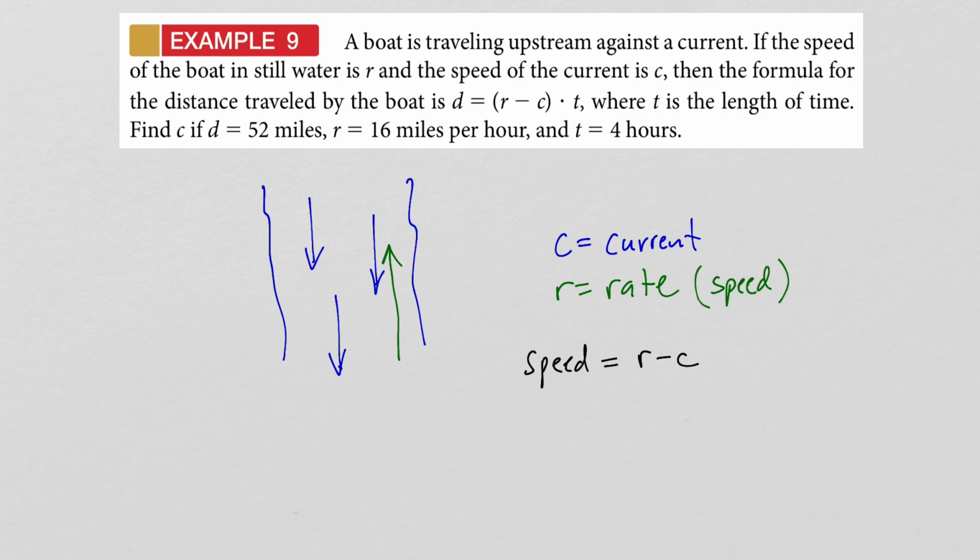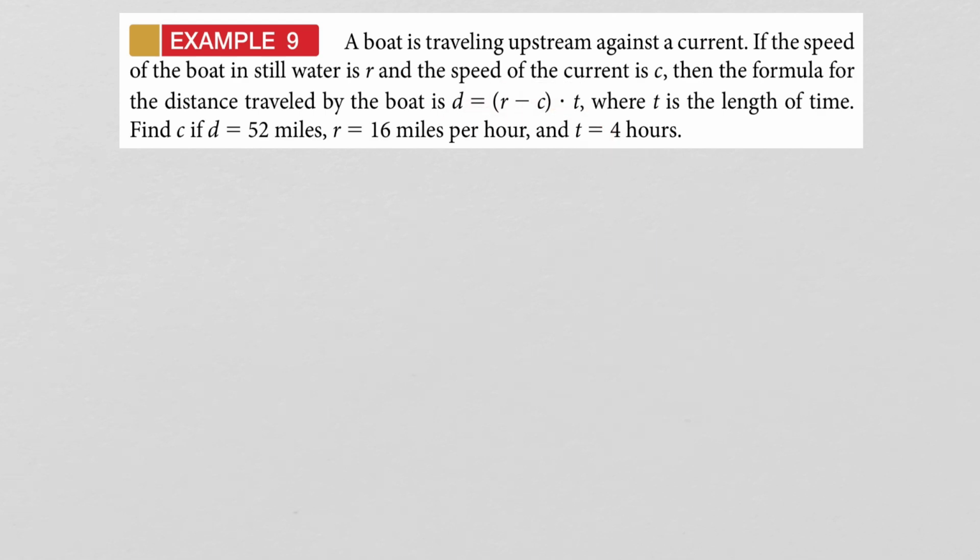And then we know from basic algebra that the distance is equal to the rate multiplied by the time. But the rate is r minus c. And so that's where this formula comes from here. Distance is equal to the overall rate, which is r minus c, multiplied by time. So now in this case, to solve for c, all we have to do is plug in d, r, and t into this formula. So what that means, since we know that d is 52, we get 52 is equal to r is 16, minus c we don't know, and then multiplied by t equals 4.